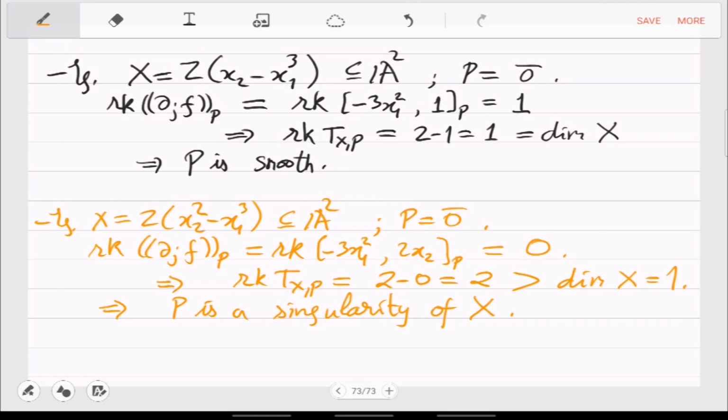Yes, so you show that this is the unique singularity. This you have to show, I haven't shown this, but you can show that this point P, the origin, is the only singularity here. Okay, I can draw a picture for that, then you will be convinced. Let's do that.